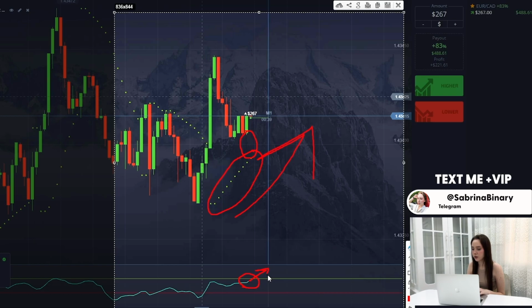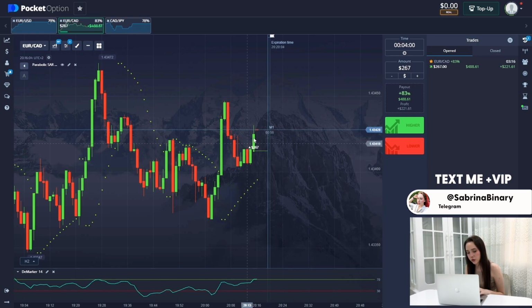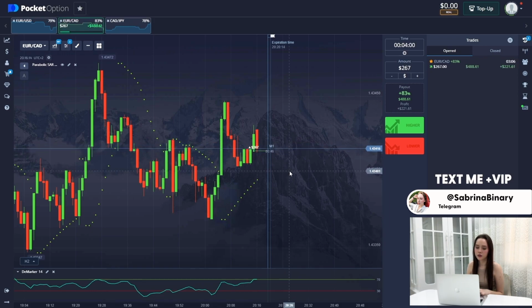Take into account the predicted D marker, which is directed upwards right now. I expect that most likely it will break through the overbought zone, but since it's not an RSI indicator, it can move beyond the area for quite a long time. So let's observe the trade.